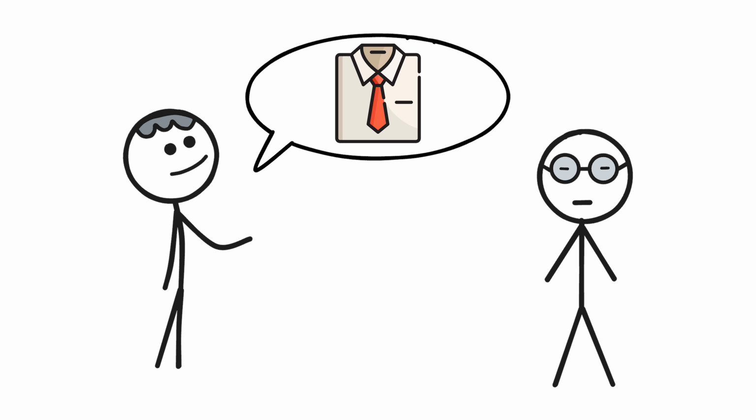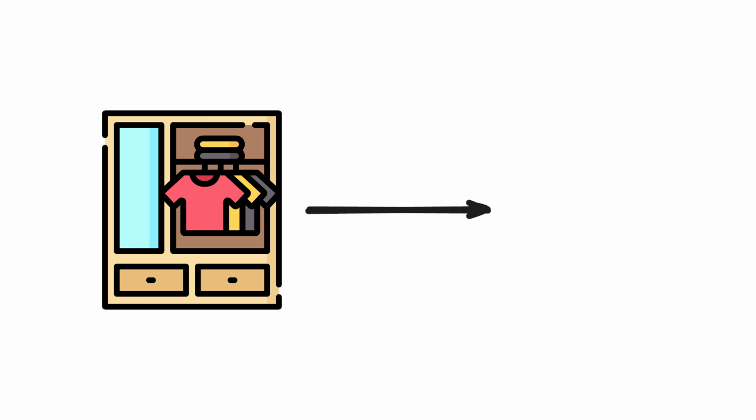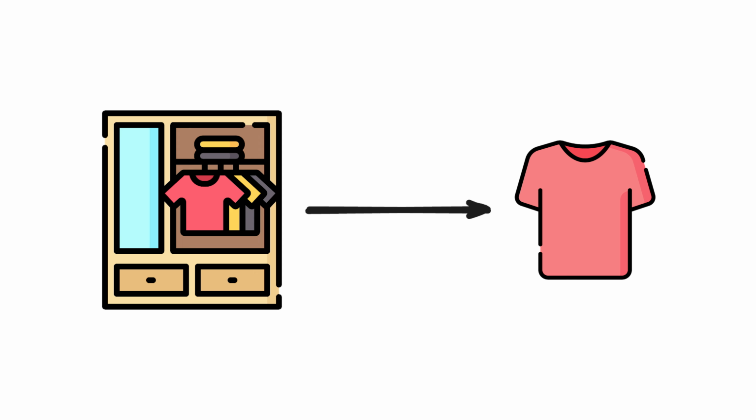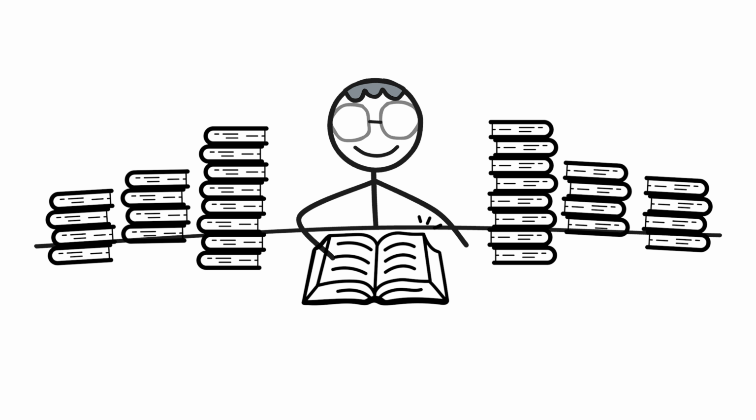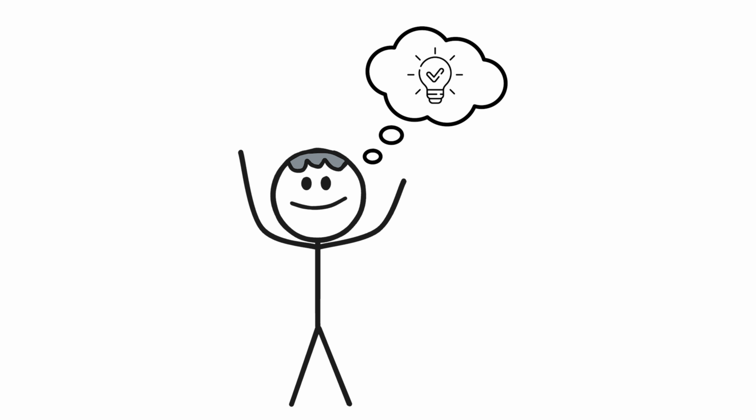If there are parts of your explanation that are unclear or too complicated, you go back to your source material and remove those extra options, making your explanation simpler. Just like narrowing down your wardrobe to a few outfits makes choosing what to wear faster and easier. The Feynman Technique helps you focus on the essentials and quickly understand what you need to know.